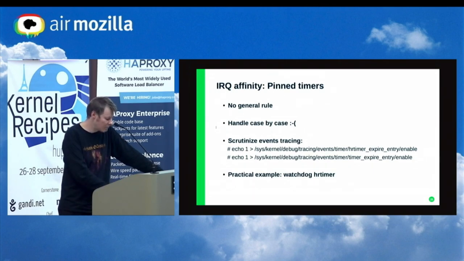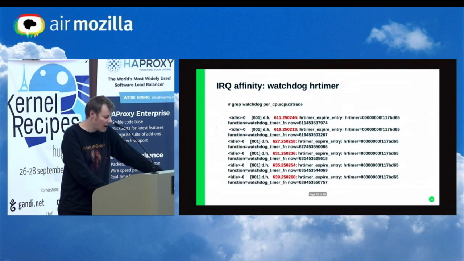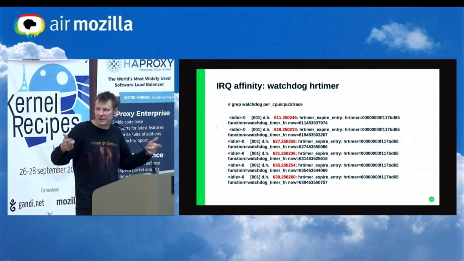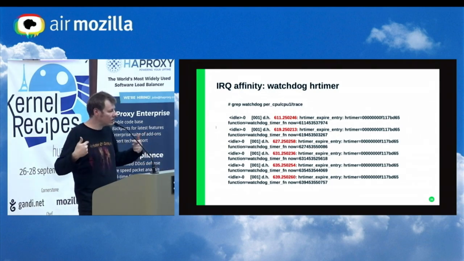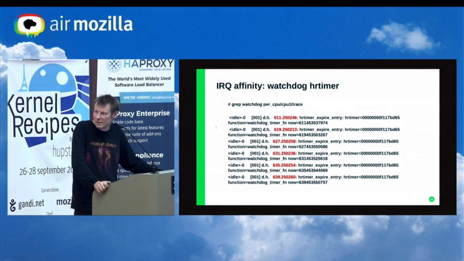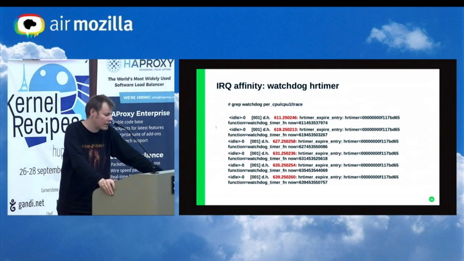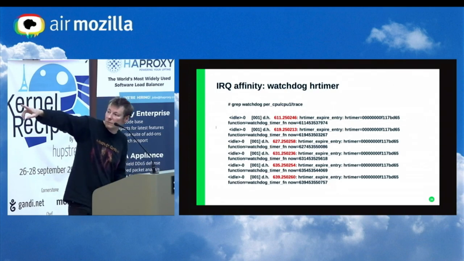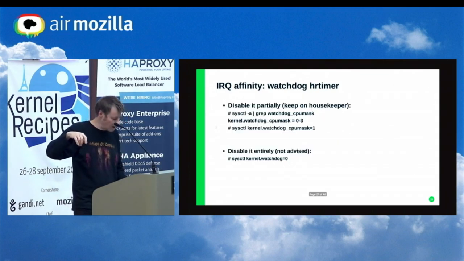So here is a practical example. The watchdog high-resolution timer. This is the watchdog that polls each of the CPUs to check if we are running into a soft lockup or a hard lockup. And it fires around every 8 seconds, but it depends on the configuration, and you can actually override that. So you can see here the handler, watchdog_timer_fn.